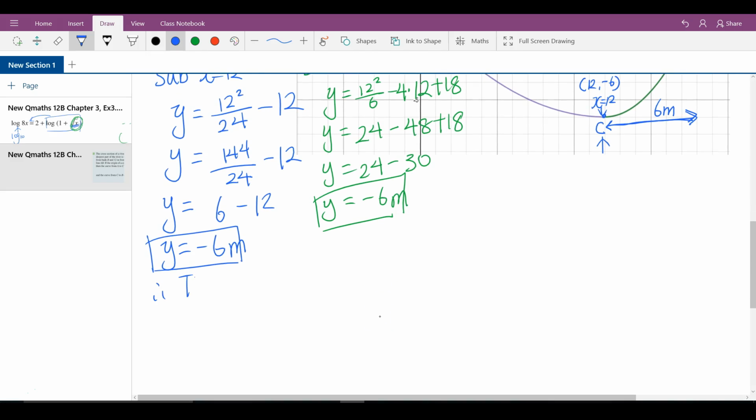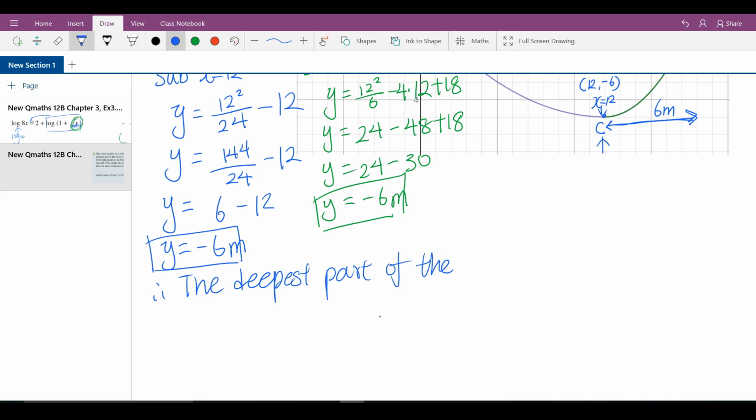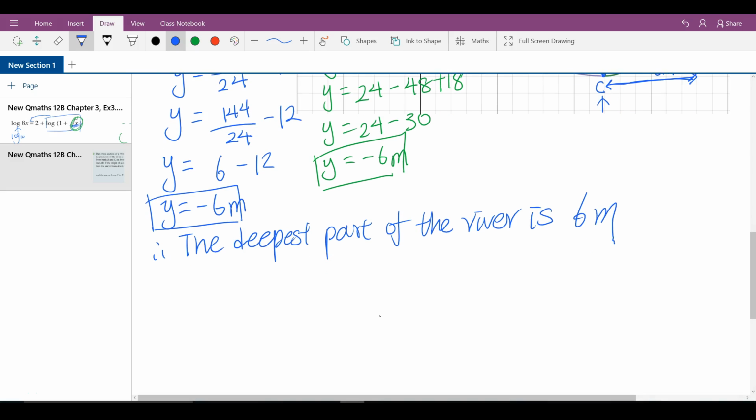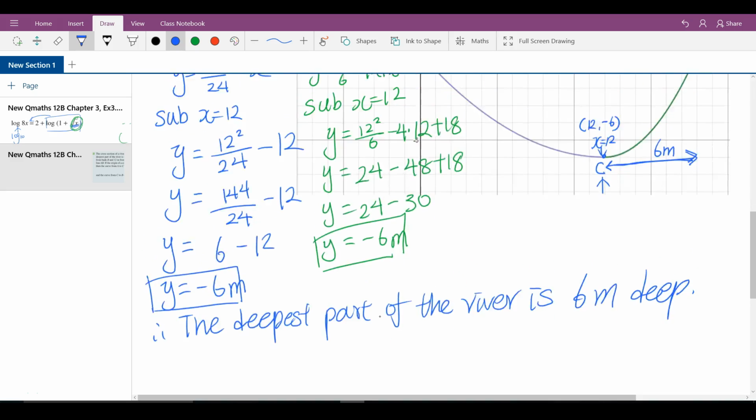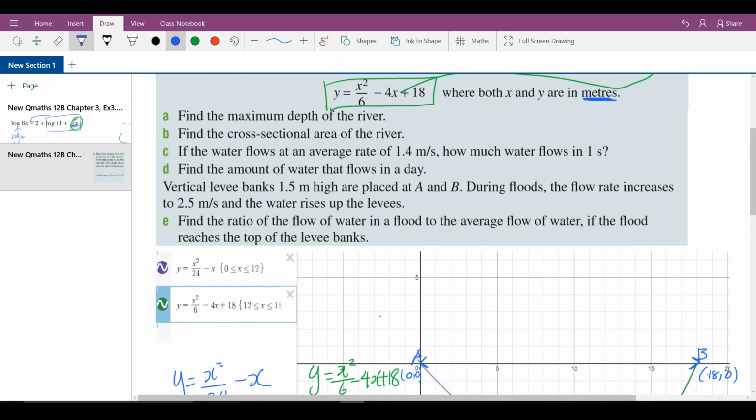Alright, so we can answer the question. Therefore, the deepest part of the river is 6 meter deep. Alright, that's good. That's question 1 done.